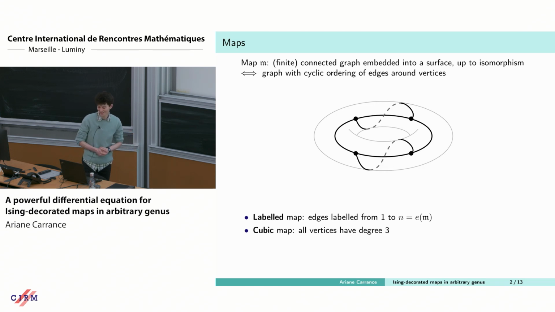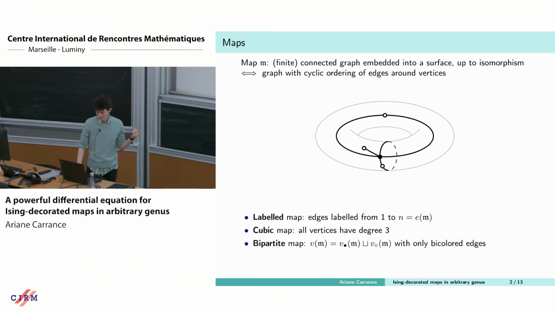Another important subcategory of maps that we'll look at are cubic maps, where all vertices have degree 3. So here you have an example of a cubic map on the torus. And another important player is going to be bipartite maps. As the name indicates, you have a bipartition of the set of vertices into black and white ones, such that black ones are only adjacent to white ones and vice versa.